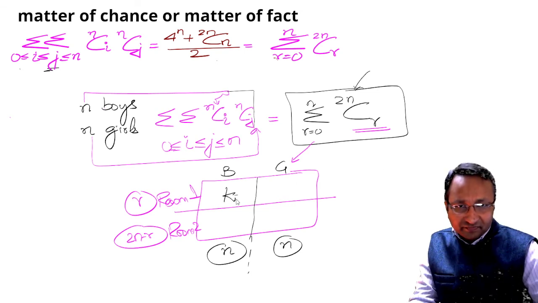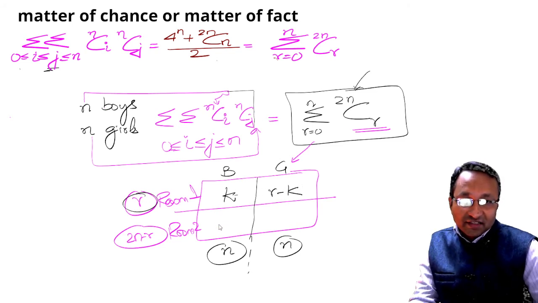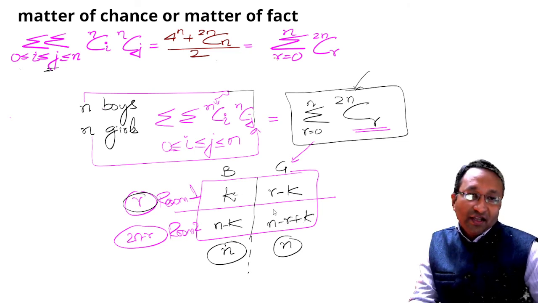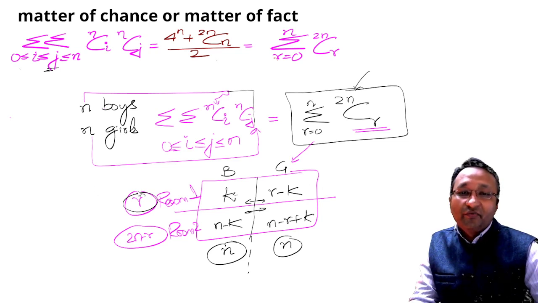Say for example, I take k boys in room 1. So r minus k is definitely the number of girls because the total count is r. So n minus k boys in room number 2 because the total count is n. So obviously n minus r plus k girls in room number 2. In one of these rooms, either this way or this way, the number of boys is less than or equal to the number of girls. If they are both equal, then also you are done, and otherwise you only have to tick the room where the number of boys is less than the number of girls.